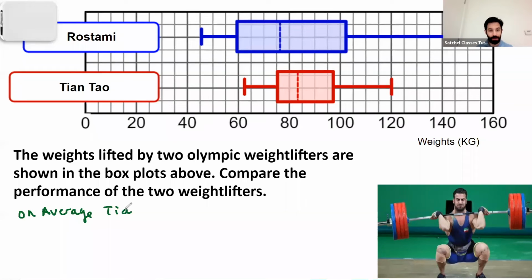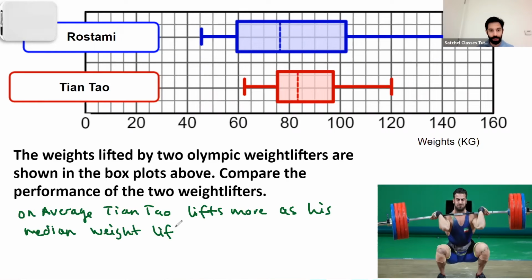Tien Tao lifts more, as his median weight lifted is higher. So that would be one mark.